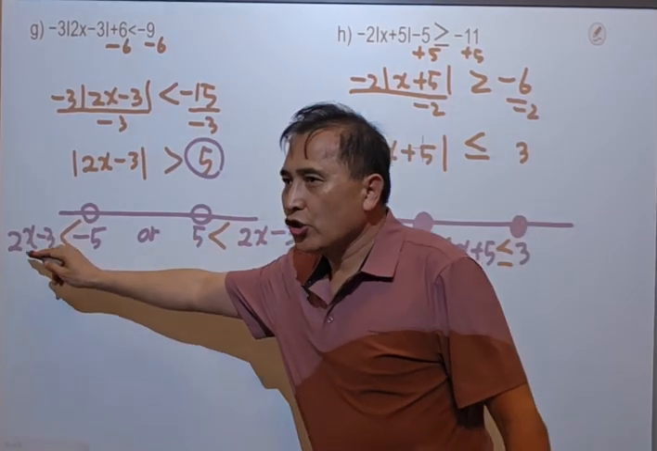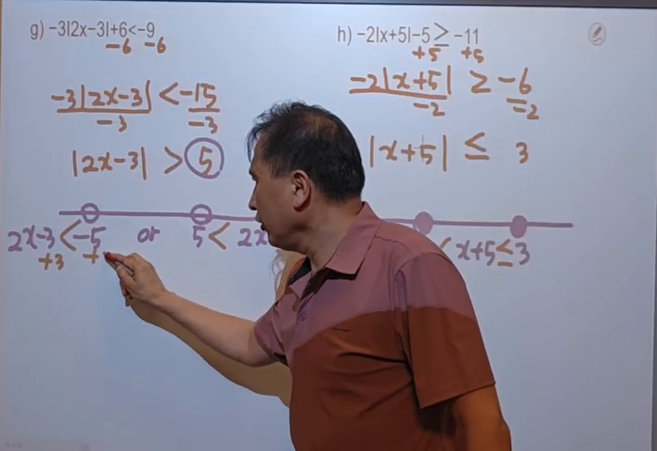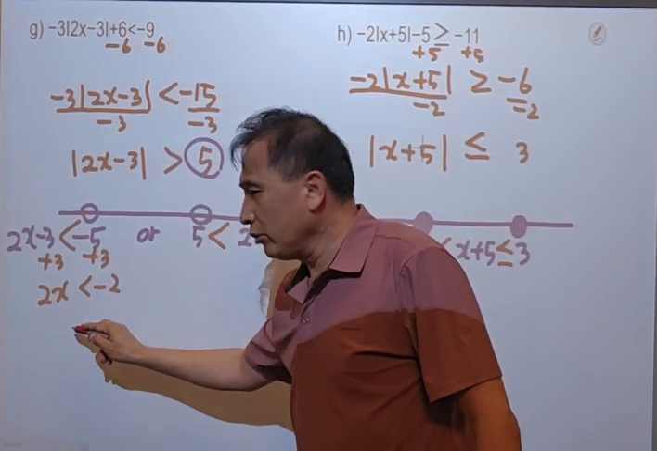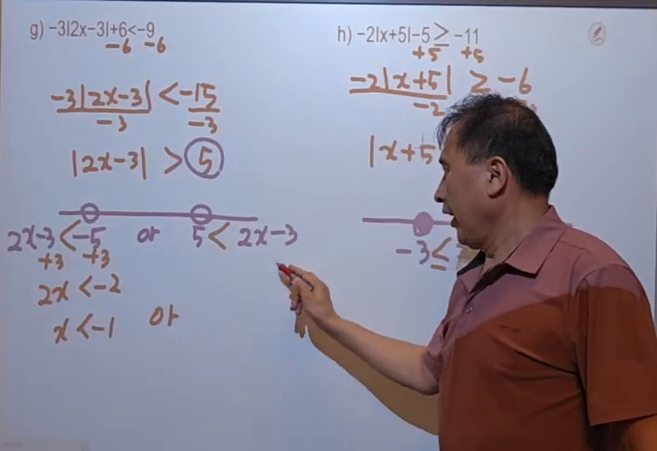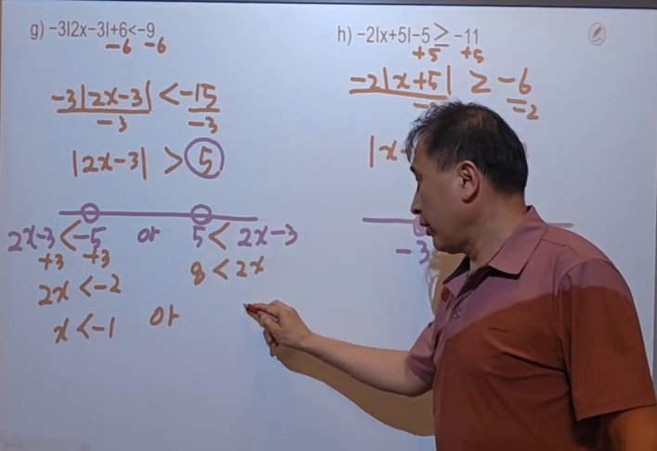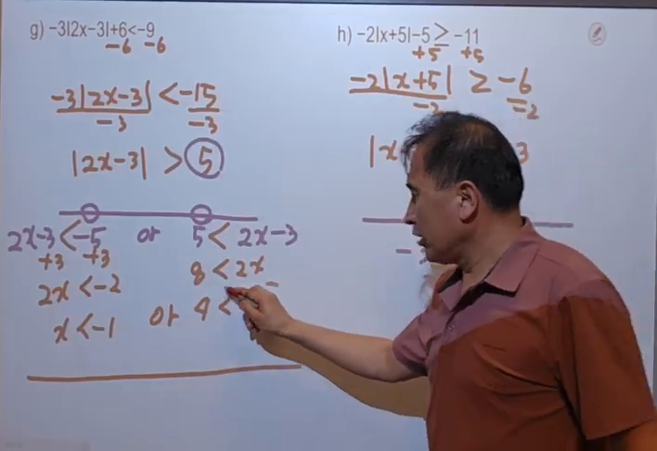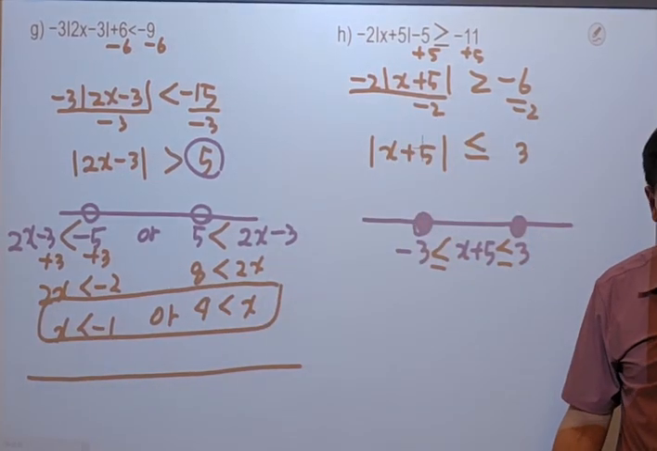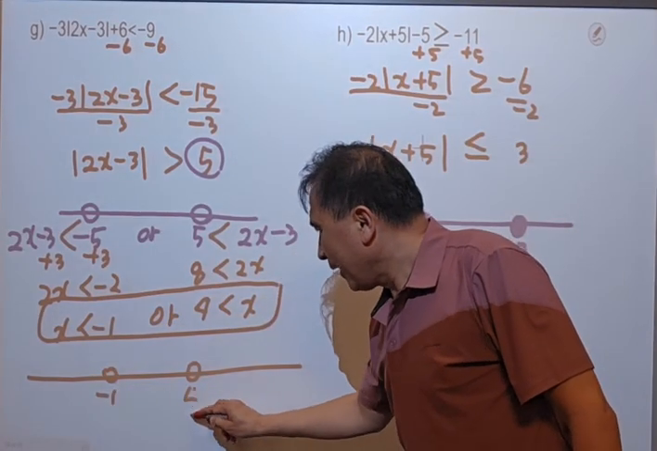You know to do that, each of them you need to solve. So this one, you add 3 here, right? 2x is smaller than negative 2. Divide by 2, x is smaller than negative 1. Or, as here, you add 3 on both sides, then 8 is 2x, right? Divide by 2, x is bigger than 4. By the way, this is one answer, the inequality answer. But on the number line, you draw negative 1 here and 4 here, right?